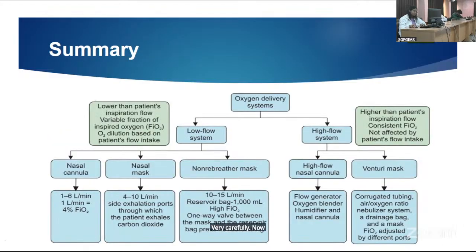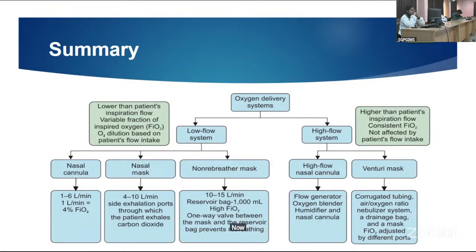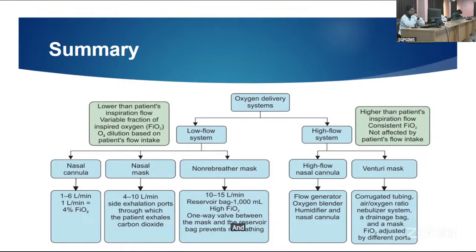Now the summary includes oxygen delivery systems. Oxygen delivery systems are again divided into two: low flow system and high flow system. Now what are the low flow systems? It is a quick revision for those who have just joined. Low flow systems deliver flow lower than the patient's inspiratory flow, which is variable. But high flow systems deliver flow higher than the patient's inspiratory flow.